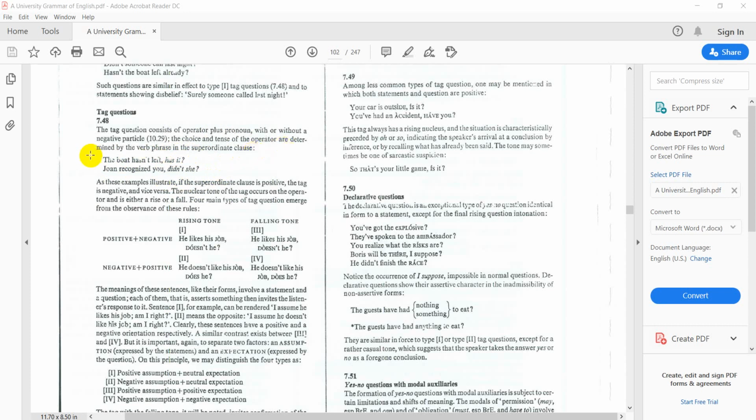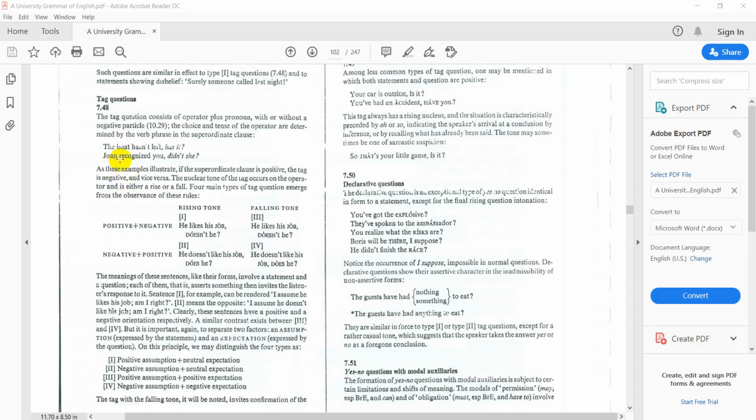With or without a negative particle. The choice and tense of the operator are determined by the verb phrase and the subordinate clause. So I'm going to choose the operator depending on the operator in the main sentence.